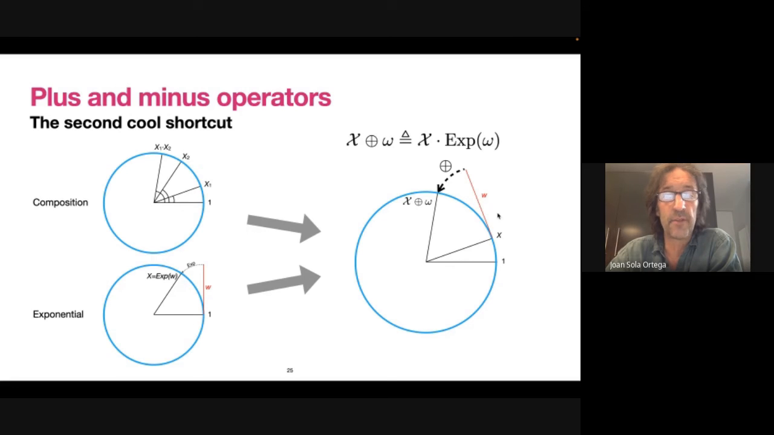This from x to here is the exponential of omega, this part. And this part from 1 to x is x. So x times exponential of omega brings you here. This is this point here. And now to this operation, we define an operator which is called plus, and we call it x plus omega. This is just a definition of some things that we already have defined, and we again produce a shortcut that is called plus.